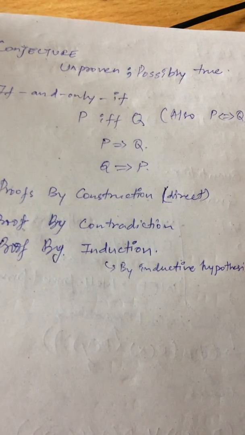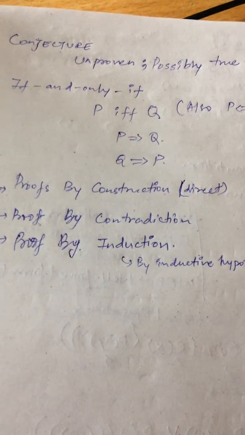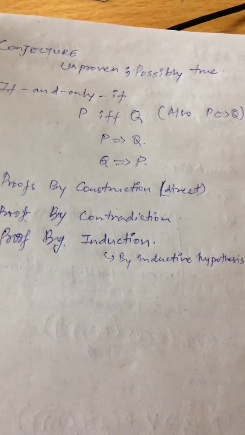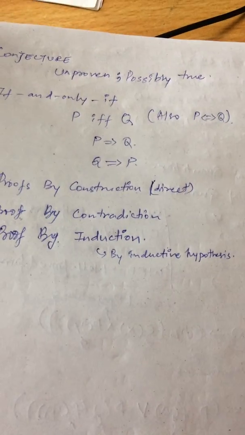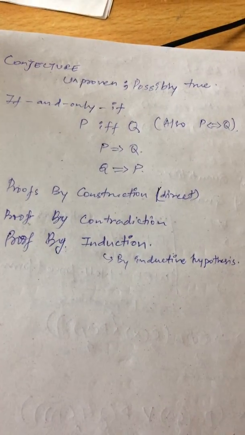If and only if statements, sufficient and necessary conditions. And we have proofs, of three types: proof by construction or the direct method, proofs by contradiction, and proofs by induction.